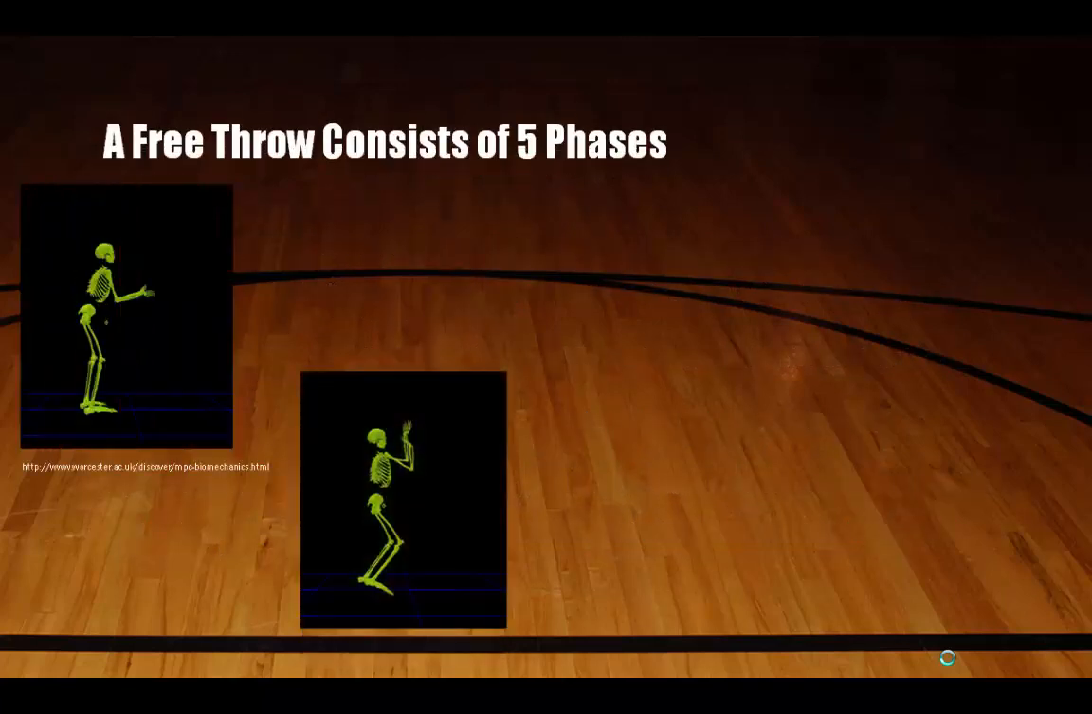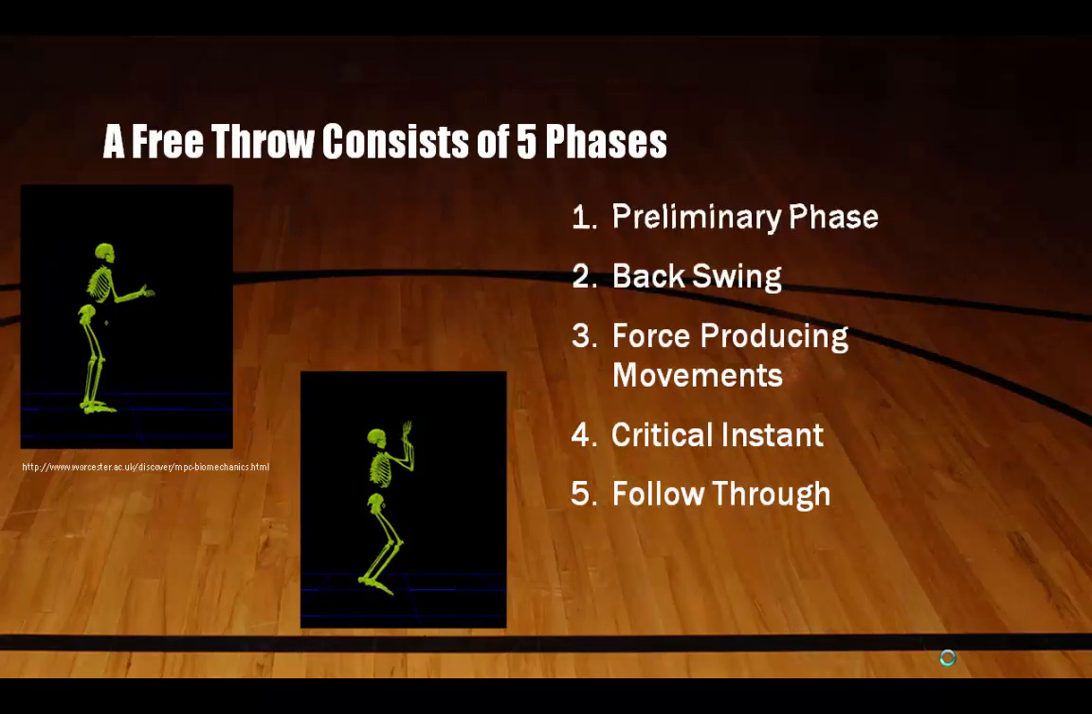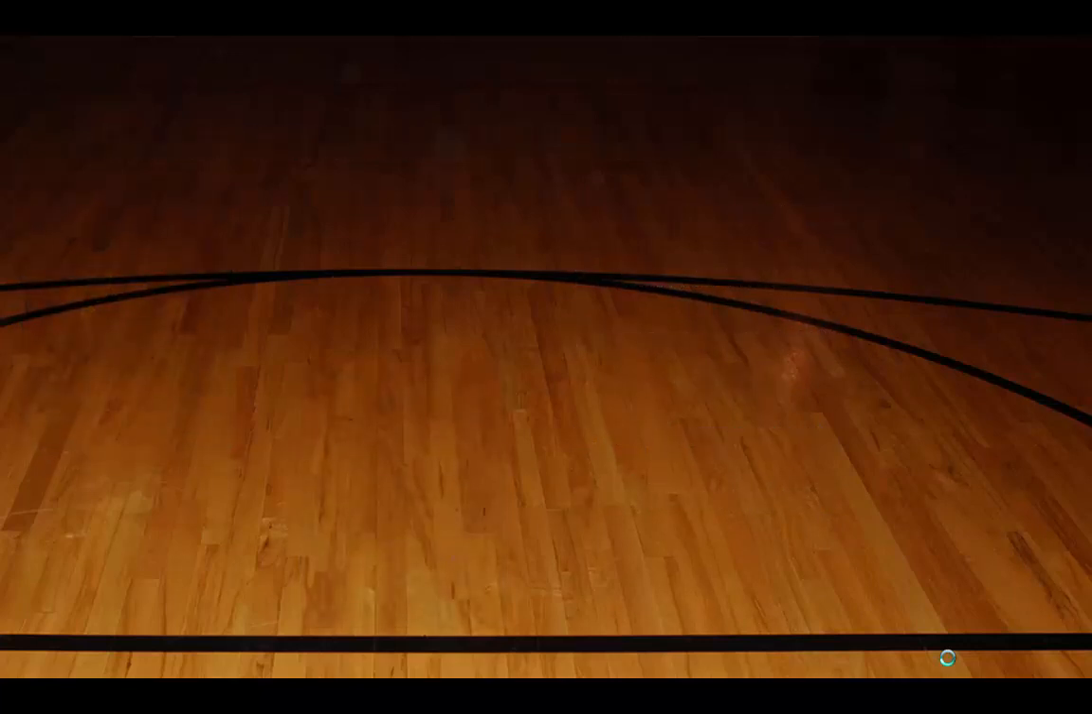We will now break down the free throw into 5 phases, the first being the preliminary phase, the second the backswing phase, the third will be the force-producing movements, the fourth will be the critical instant, and the fifth will be the follow-through. First we have the preliminary phase.